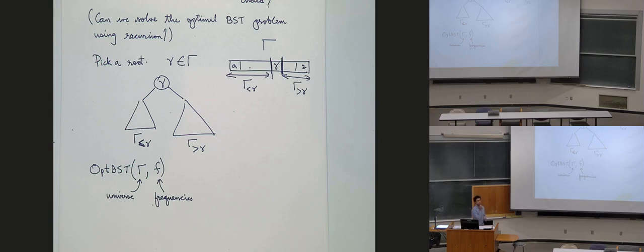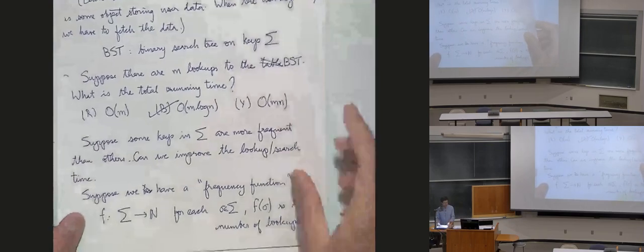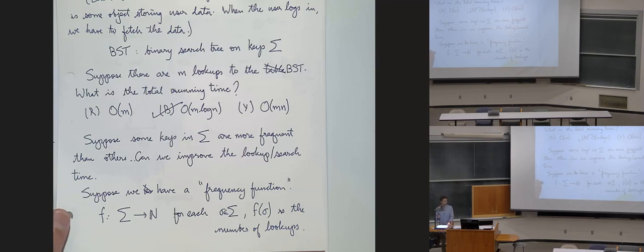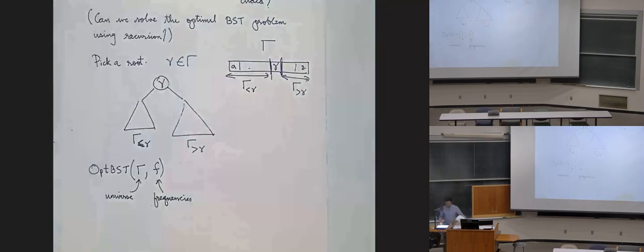Sorry, I think I might have missed it. Is the frequency for each element? Yeah, this is what we started with, right? The frequency is the number of times you're going to look that element up. So for example, for E, the frequency is going to be large. For maybe Z, it's going to be small, whatever. So just think of these as two arrays. Does it make sense?